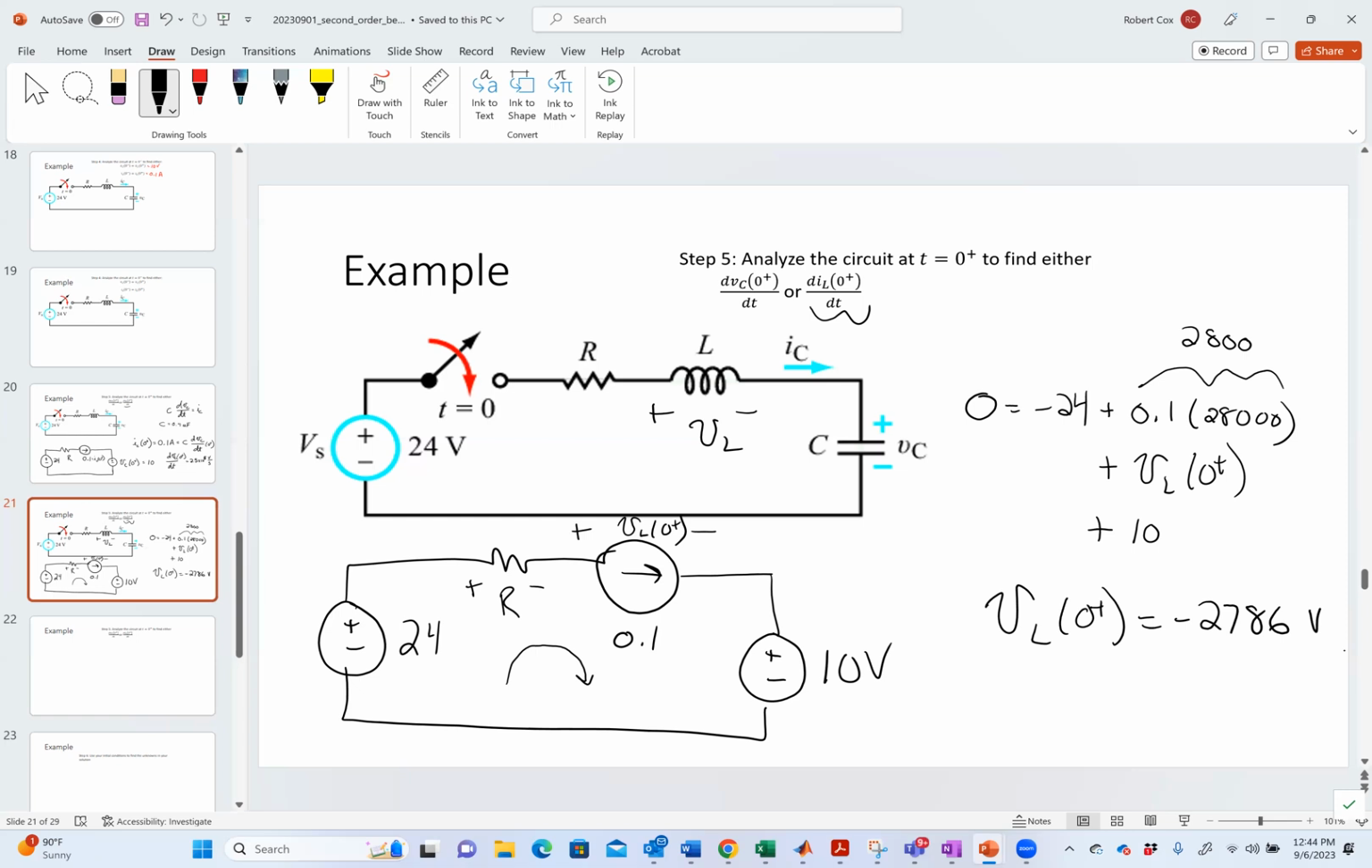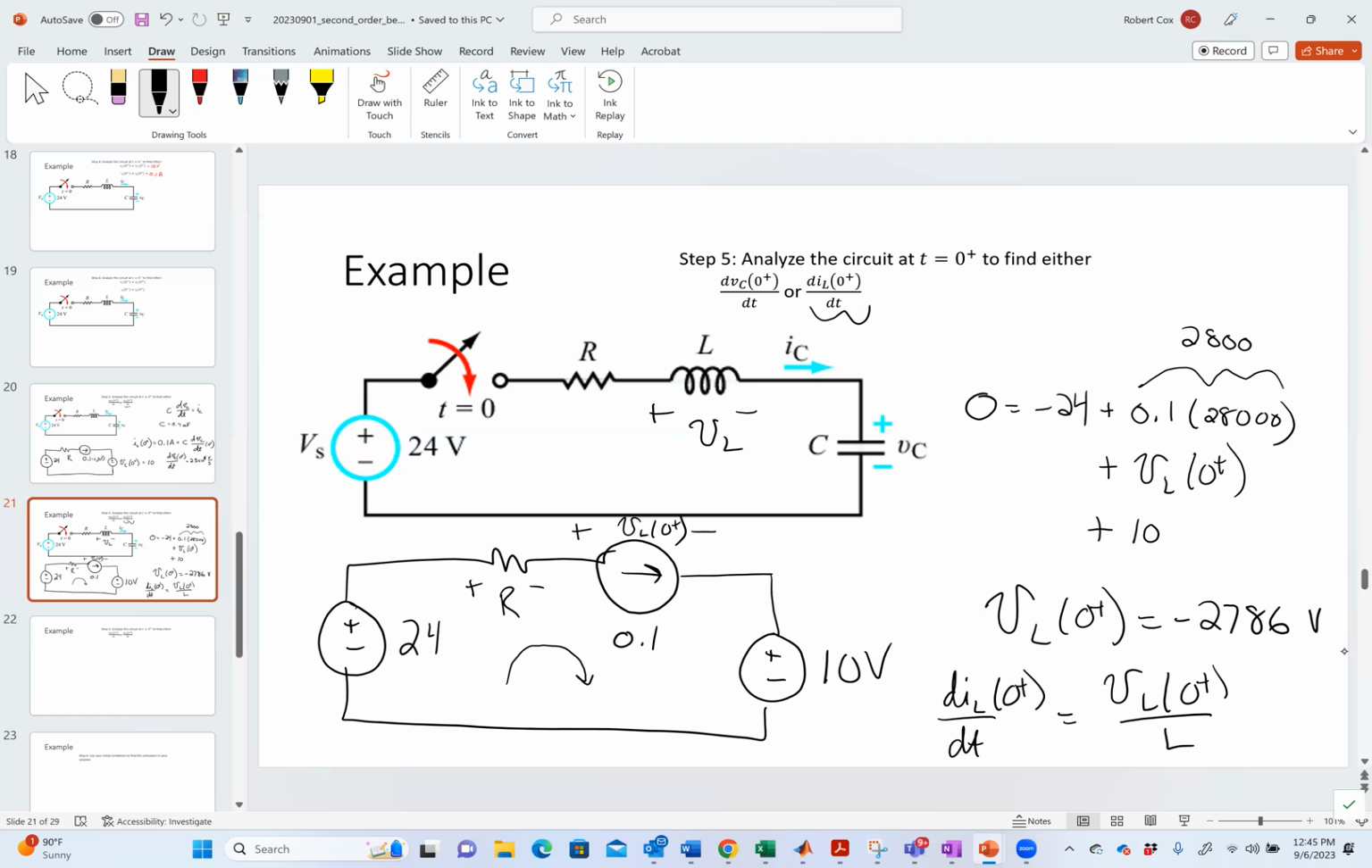And then what do I have to do? I then have to figure out what dIL by dt is. So dIL by dt at 0 plus is just whatever that voltage is divided by L. That comes from the fact that L dI/dt is VL. So what's that going to be? Even bigger. That's going to be 27,860, because the value of L is 0.1.